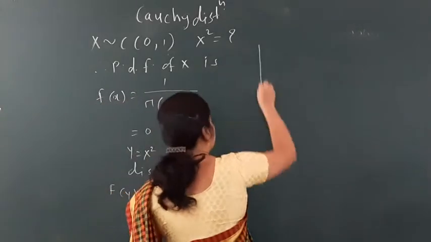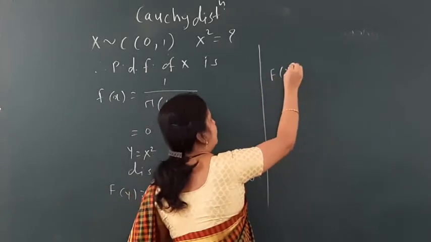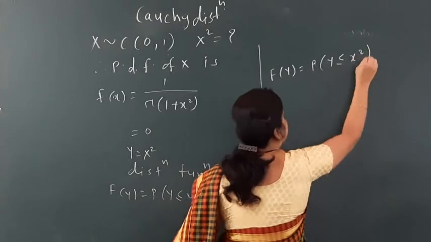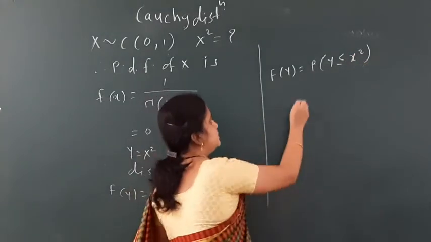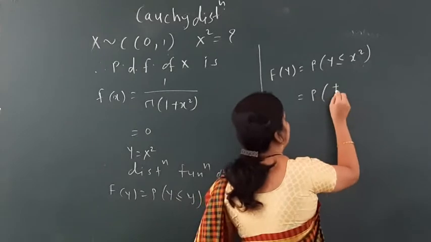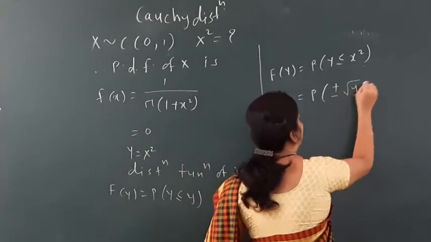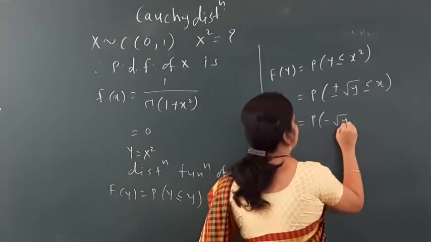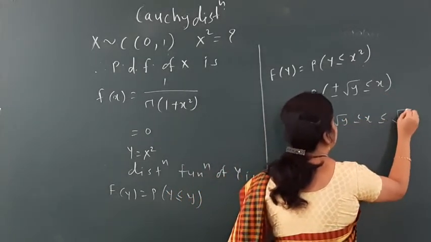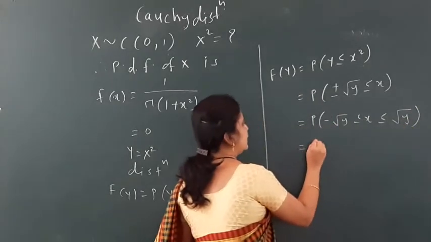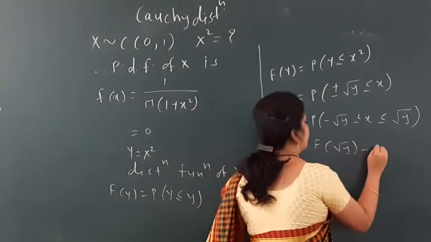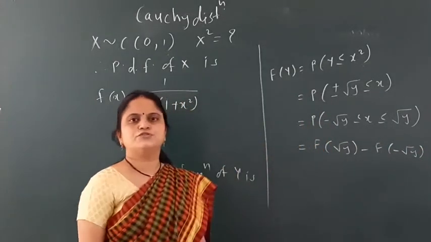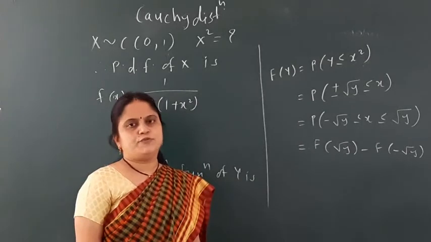So what do we get now? Let me write it. F of y is equal to probability of X square less than or equal to y. This can be written as probability of minus root y less than or equal to X less than or equal to plus root y. This can be written as F of root y minus F of minus root y, by using the properties of the distribution function which we see in FYBSc.